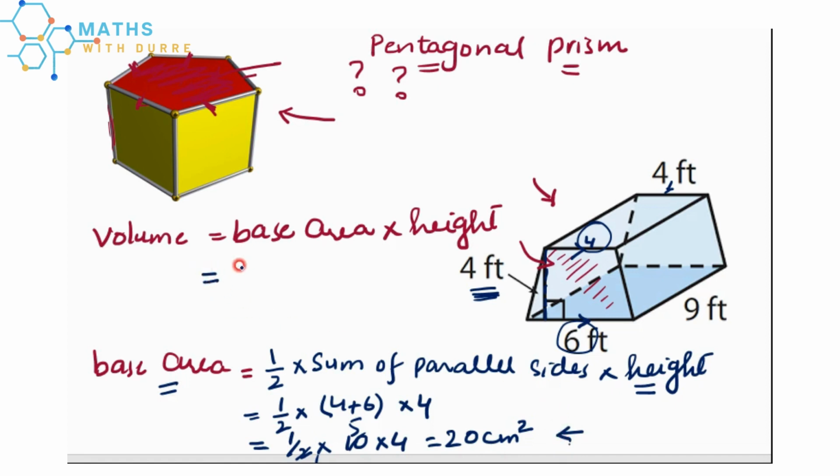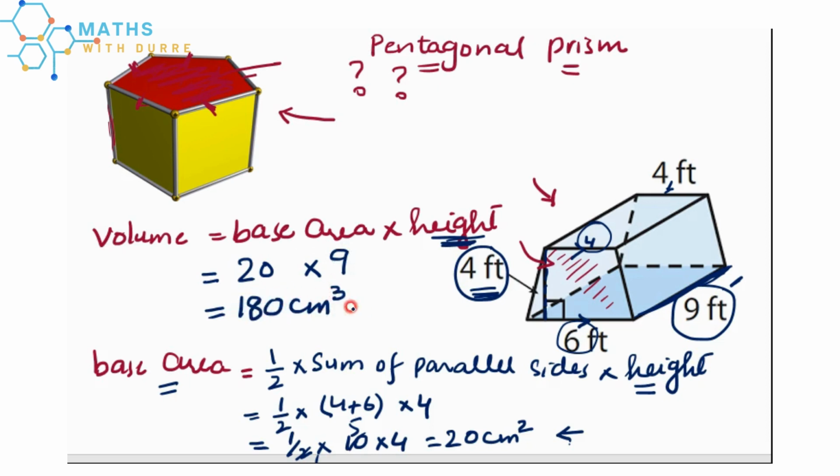We will substitute this base area here, that is 20 centimeter square. And what is the height of this prism? Will it be 4 or will it be 9? Yes, it will be 9 because you have to check how long this prism is. So we will substitute 9 here and we get the answer. That will be 180 centimeter cube. Remember, as you are calculating volume here, the unit will be a cubic unit.